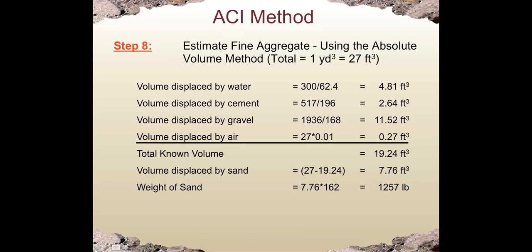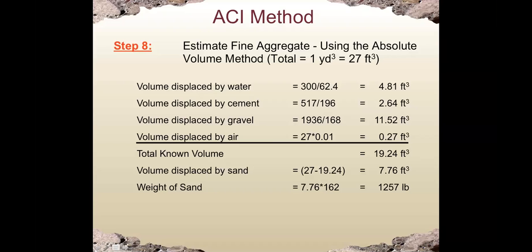Based on the density of these materials, we can calculate their volumes. Air is 1%, so 27 cubic feet times 1% gives the volume of air. The total volume of water plus cement plus gravel plus air is this much, and based on that we can calculate the volume of sand. 27 total minus this, we need 7.76 cubic feet of sand. Times the density of sand, 162, we need 1257 pounds of saturated surface dry sand.